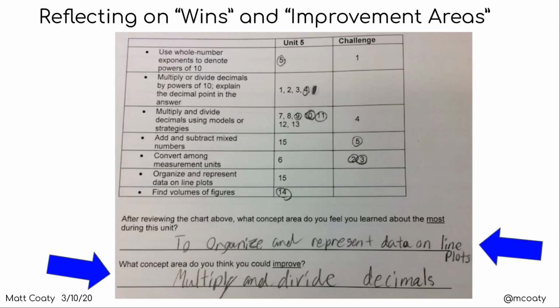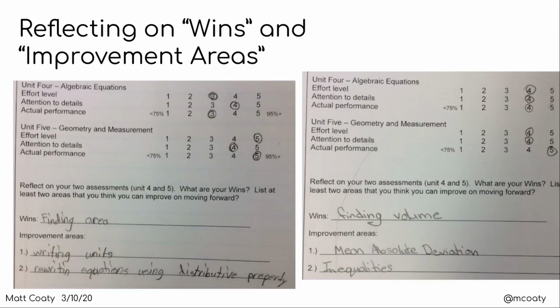And then looking at wins and improvement areas. So again, reviewing the chart. What do you feel like you learned about the most? Organize and represent data. Where could you improve? Multiply and divide decimals. And these sheets are given after assessments, and we give 8 assessments a year. So this is really only one time, 1/8. And so we give them every month and a half or so. And in between them, there's progress monitoring, which we'll get to in a little bit.